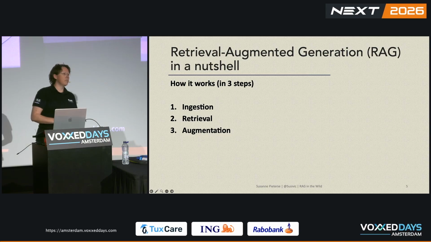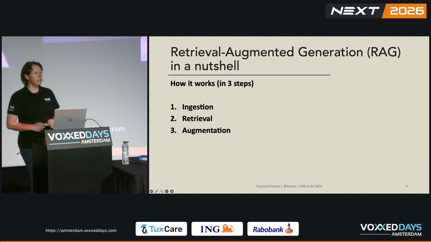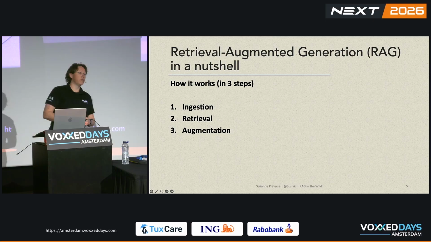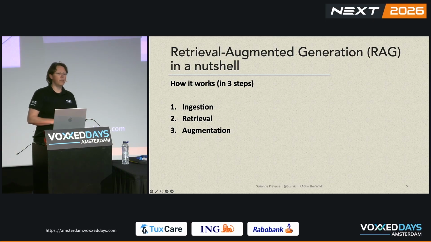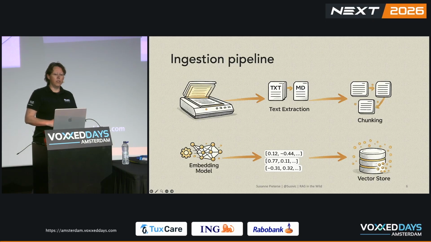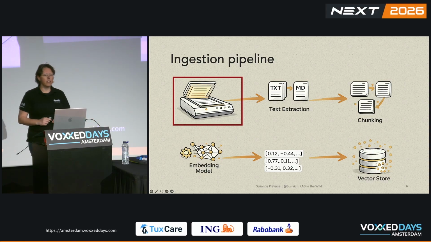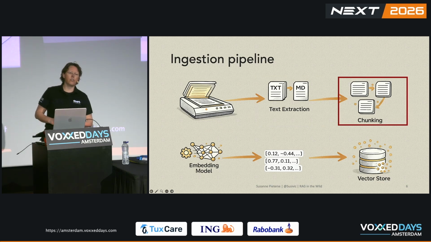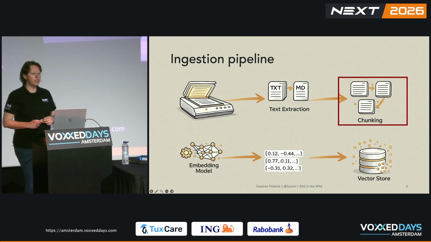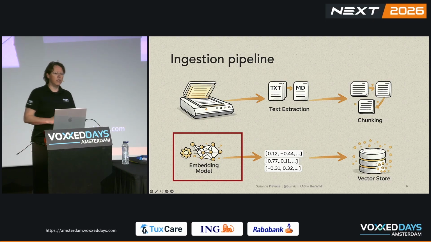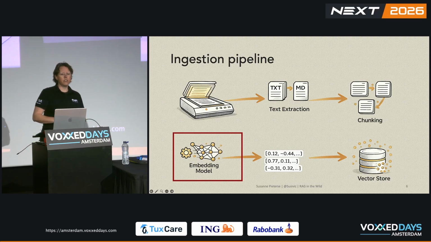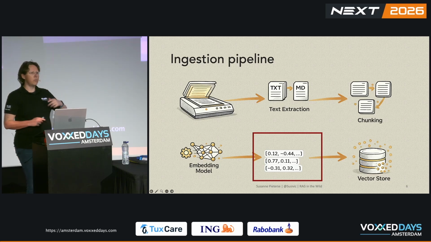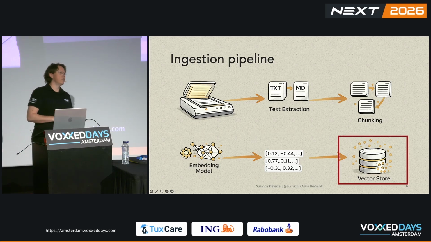RAG consists, in my opinion, of 3 steps. You create ingestion. That's where you just create your whole knowledge base. Then you do a retrieval part, and with what you retrieved, you do the augmentation to the LLM. The ingestion pipeline, for each document, you have to extract the text, then you cut the text in chunks, and each chunk goes to the embedding model. And this embedding model creates vectors, and these vectors are combined with a chunk, stored into the vector database.